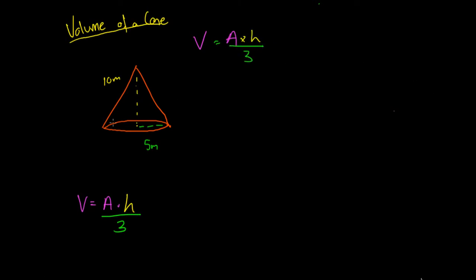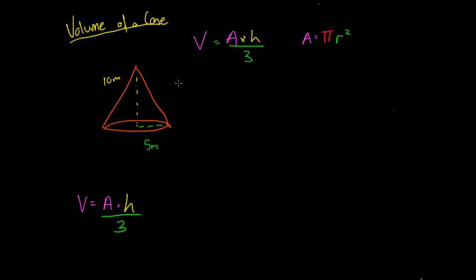And we know that the area of our base, we have a circle as our base if we're in a cone, so we can say the area of our base is equal to pi, which is that mathematical constant, multiplied by the radius squared. So area of a circle, just pi r squared. Our base is a circle.